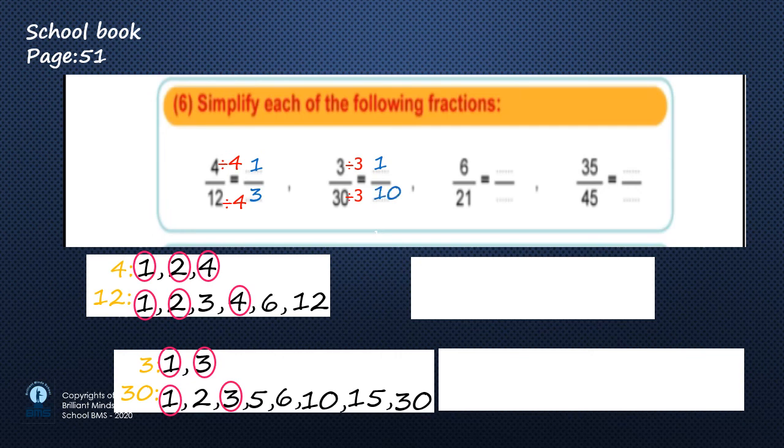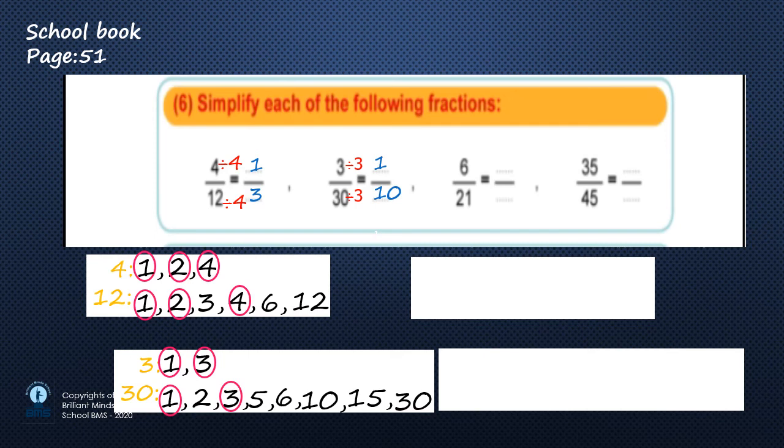Okay? Do we have any other ways to answer the question? Yes. You can ask yourself, can we find the 3 and 30 in the same table? Yes, we can find them in table 3. So we can divide by 3. But you must make sure you put the answer in the simplest form. If you need to simplify one more time, you must do it, okay?